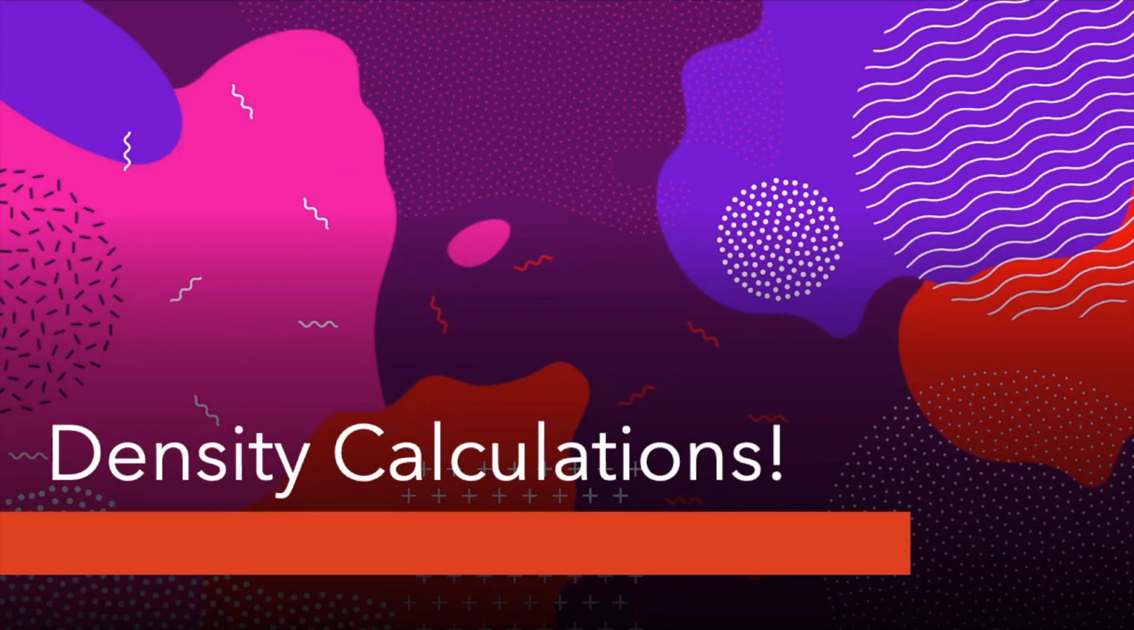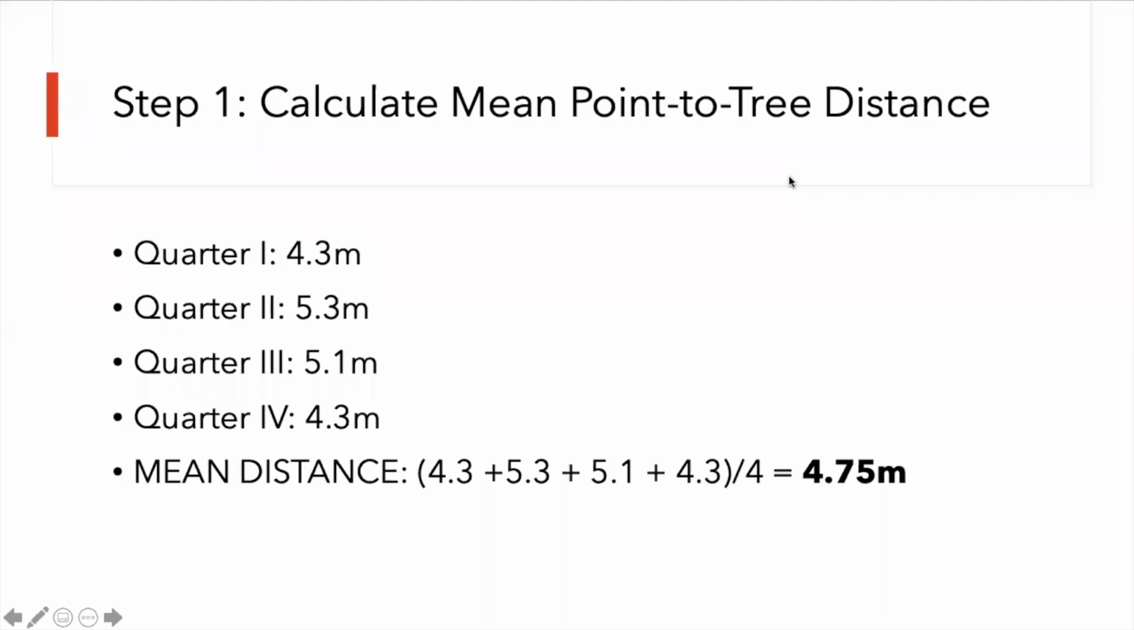Also, when you're doing this for your research in the field, it's important to remember to randomize your areas so that there aren't any biases. So just using the numbers that we got in the field, the first step is to calculate the mean point to tree distance. We got these 4 distances in each of our quarters, and so we're just going to calculate the mean by adding them up together and dividing by 4, and we get 4.75 meters. So that is our mean point to tree distance.